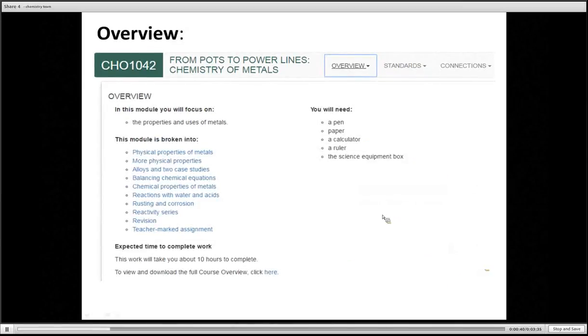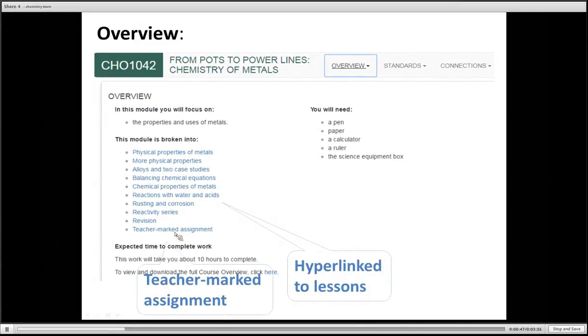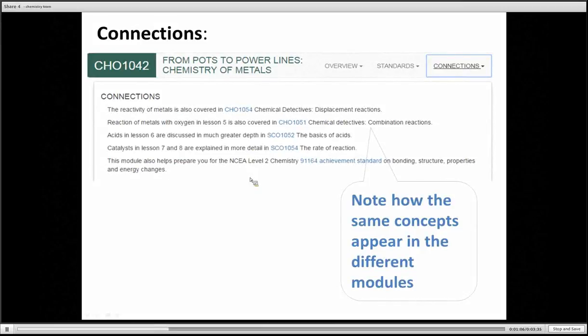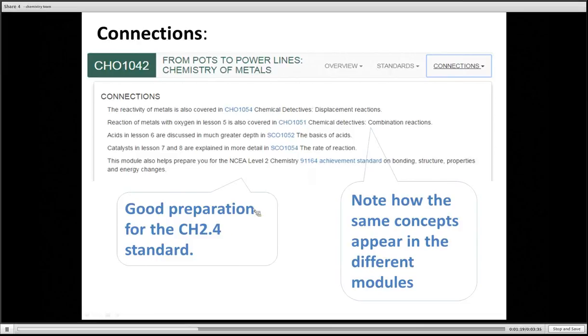The overview gives you hyperlinks to all the different lessons so you can find your way around quickly. Remember, the teacher marked assignment is what we want to see and must be uploaded to the Dropbox. There are quite a few experiments on this topic, so you need the science equipment box for this. The connections tab shows you how all the different concepts appear across the chemistry in this course. So if you're not quite sure of something, you will be repeating it in other parts of this course. Again, this module is very good for the CH1042 standard, which is the 9116 for level 2 chemistry standard.